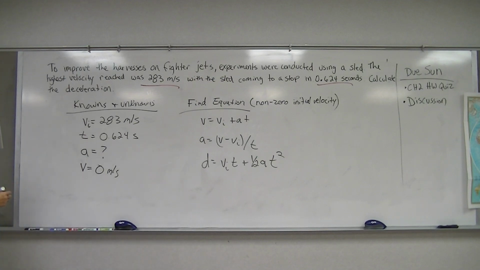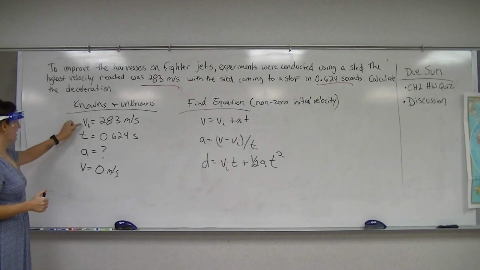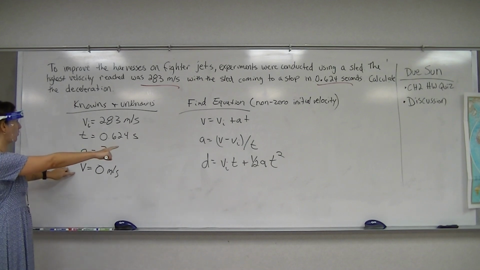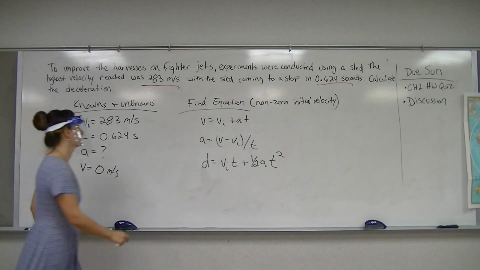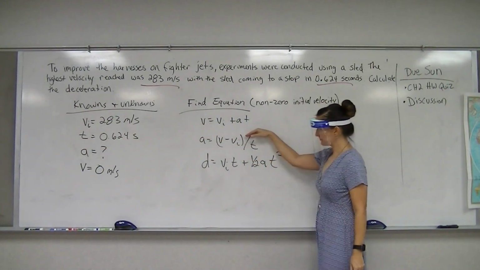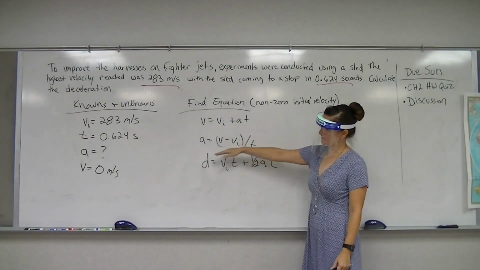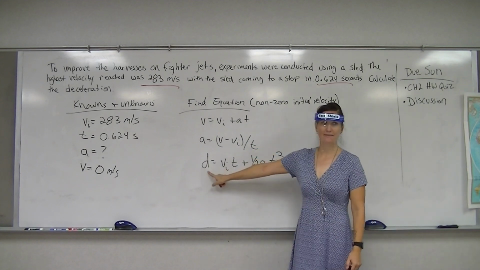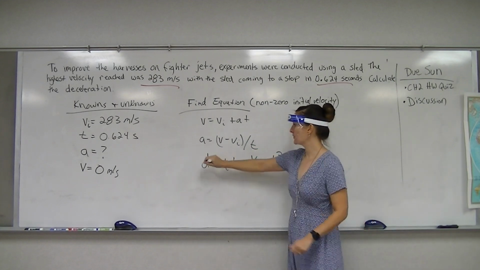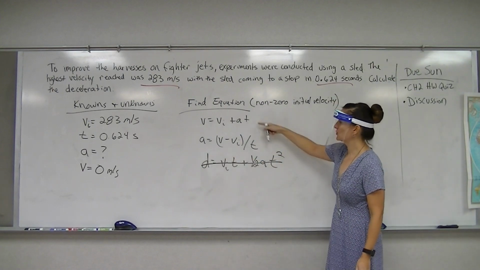So now that I have all the variables, all my knowns and unknowns, I take these and figure out what equation is going to work. Okay, so I need an equation that has vi, t, a, and v in it. So this first equation fits. So does the second equation. The third equation does not, because we don't have a d. Okay, so I know I'm not going to use this one. So I have these two to pick from.